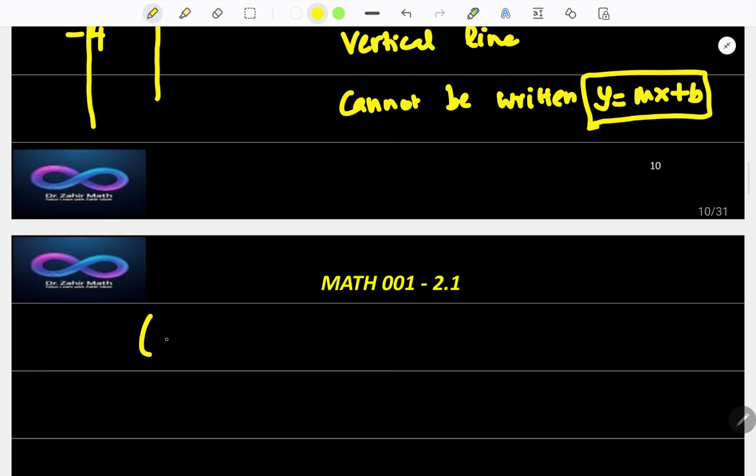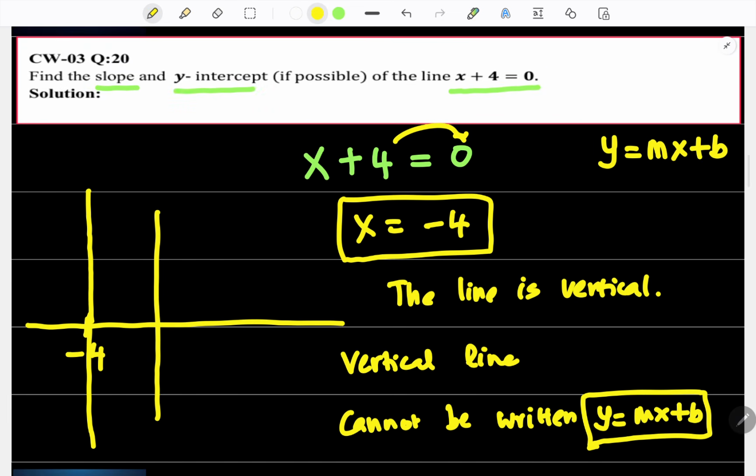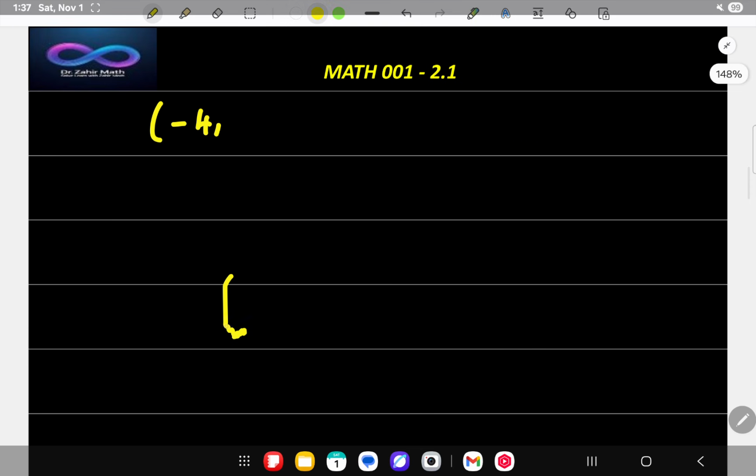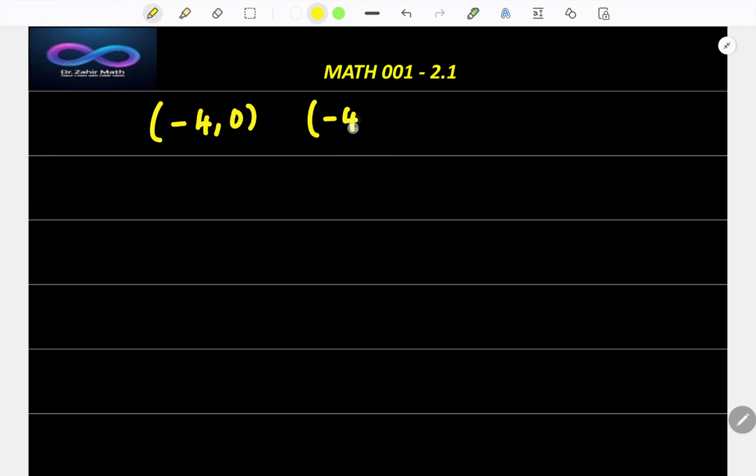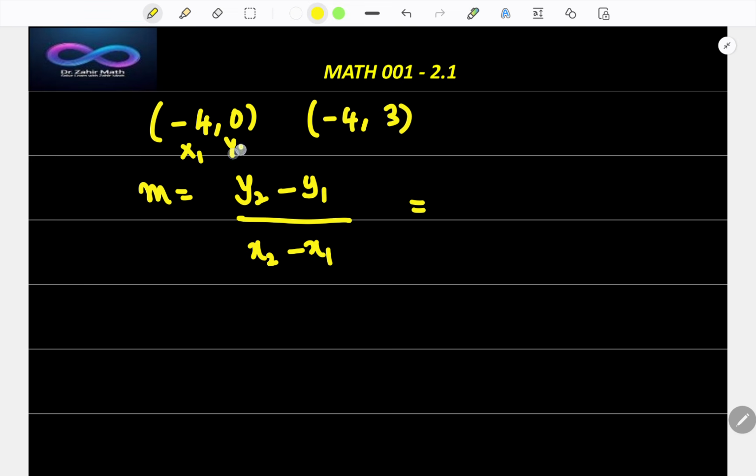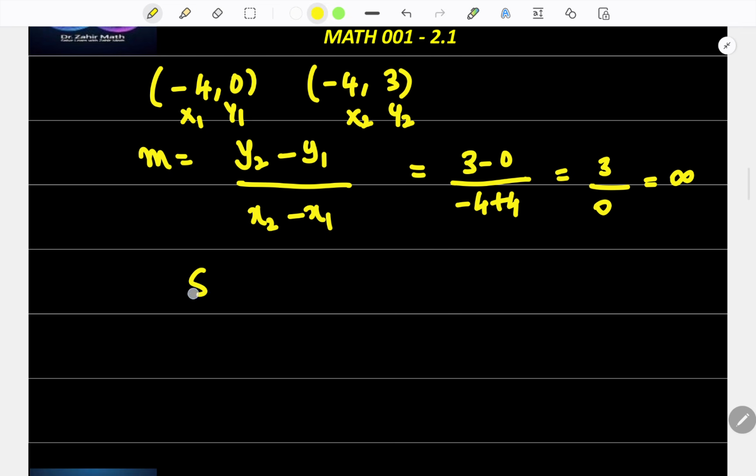For example, I take 2 points. Minus 4 is the x point, right? I take, for example, minus 4 comma 0, and for example, minus 4 comma 3. What is your slope m? M is equal to y2 minus y1 divided by x2 minus x1. This is your x1, this is your y1, this is your x2, this is your y2. So 3 minus 0 divided by minus 4 plus 4, which is equal to 3 divided by 0, which becomes infinity. So slope does not exist. Clear, all of you? Right.